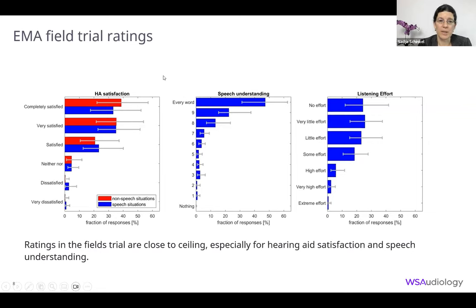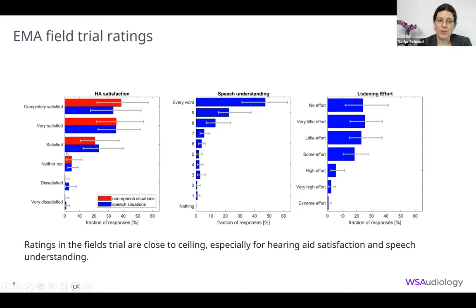And here you can see the results from the field trial. We surely have a ceiling effect as well. Here for hearing aid satisfaction, the red bars are non-speech situations, the blue bars are speech situations. For speech understanding and listening effort, we only asked in speech situations. And for speech understanding, you can see that 70% of all ratings are a 9 or a 10 out of a 10-point scale.